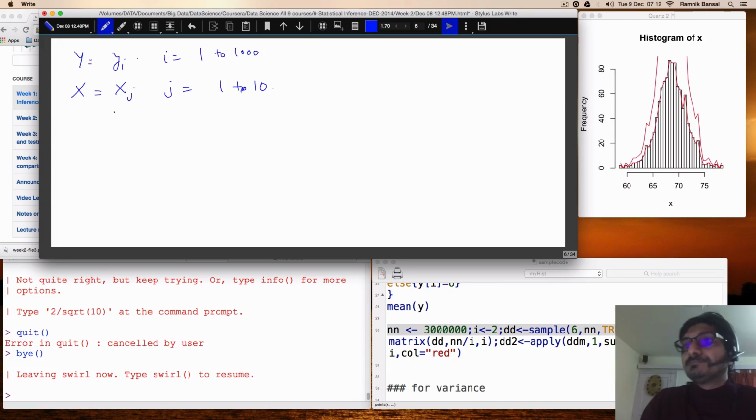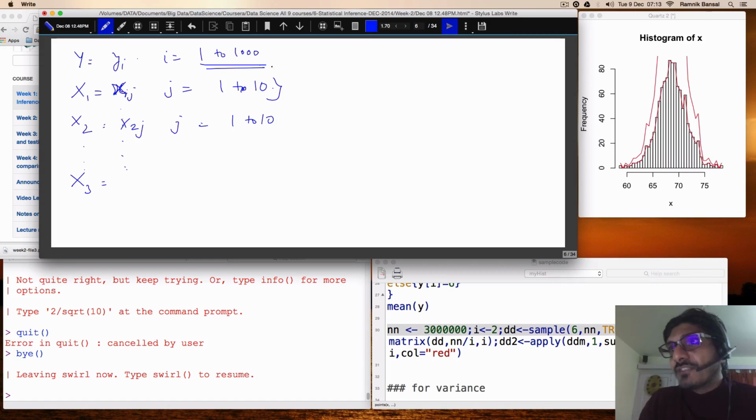Now I'm taking this xj multiple times. Let me call it x1, so x1j, where j is 1 to 10. Similarly x2, I can say x2j, where j is 1 to 10, and so on, then x3. Each of these 10 values I have picked up randomly from this set of 1000.